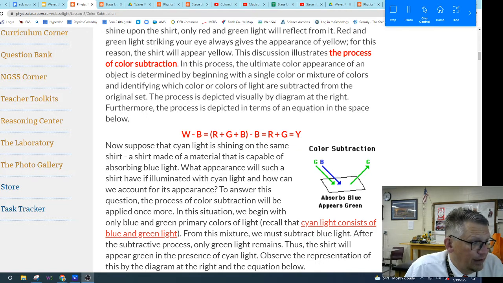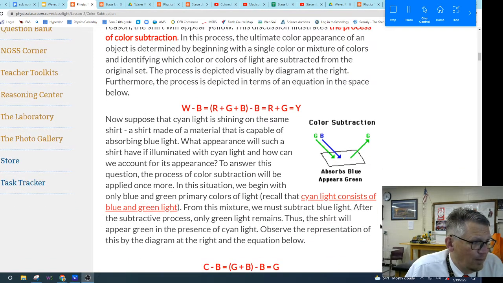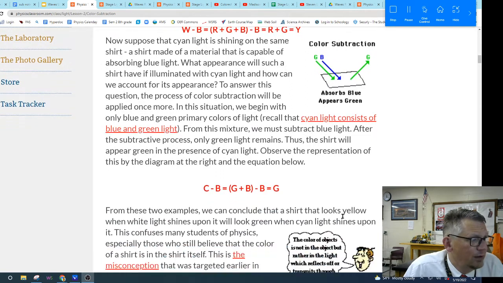Recall that cyan light consists of blue and green light. From the mixture, we must subtract blue light. After the subtractive process, only green light remains. Thus, the shirt will appear green in the presence of cyan light. Observe the representation of this in the diagram to the right and in the equation below. Cyan minus blue: cyan is made up of green plus blue, minus blue gives us green.